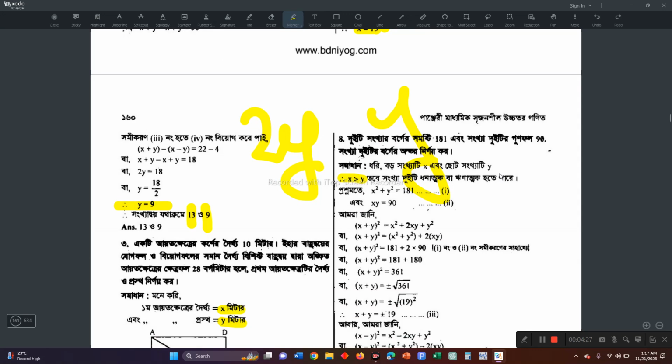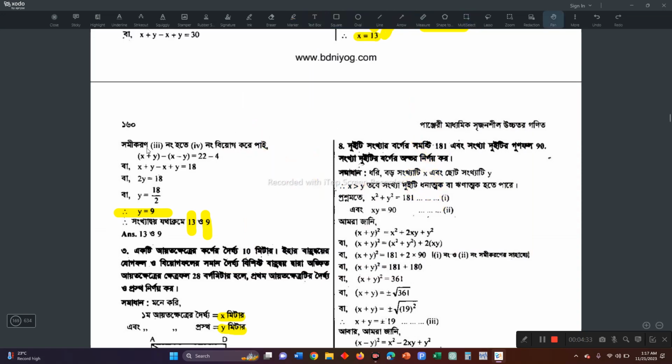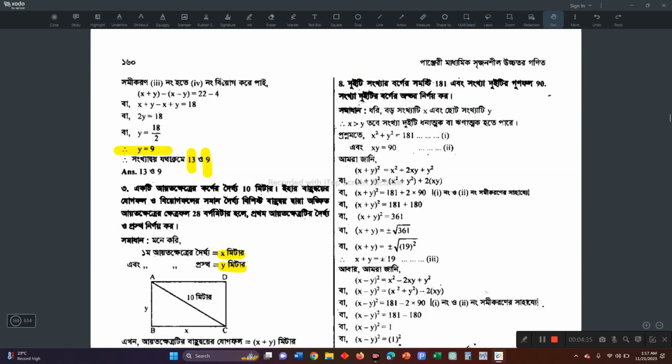And in question number 4, as they didn't tell us whether the number is positive or negative, it can be both of them. Because these things are going to affect the answer, affect the math, during solving the math.